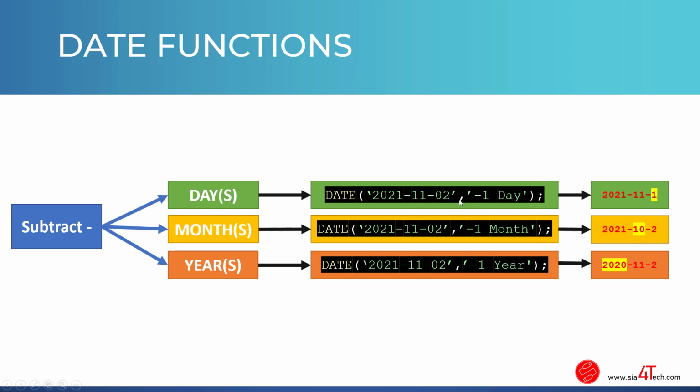For example, if you want to take 1 day out of the date, you can simply write -1 day. And if you need to remove 1 month, just write -1 month, and 1 year if you need to decrease 1 year from a date. So let's see how to write these functions in SQLite Studio.